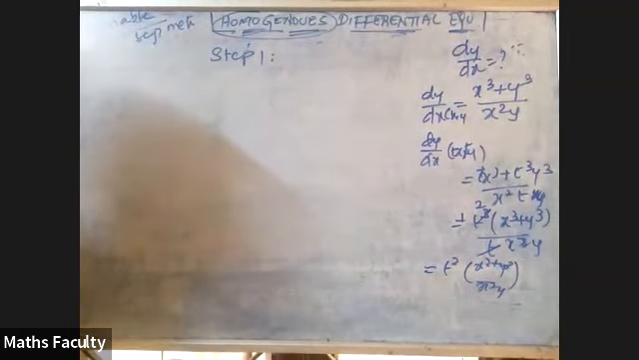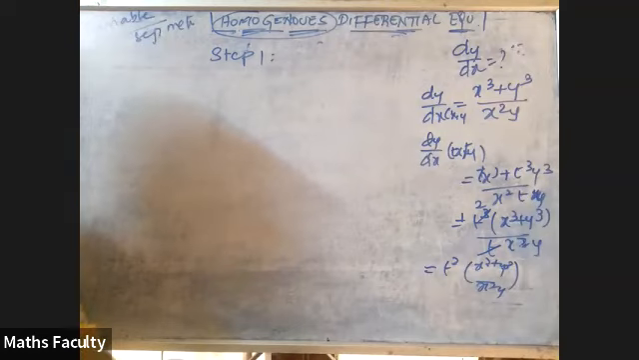You can solve variable separable method. You can solve homogeneous. Even you can solve the linear differential equation. And we don't know how to find out whether this is homogeneous or linear differential or variable separable.